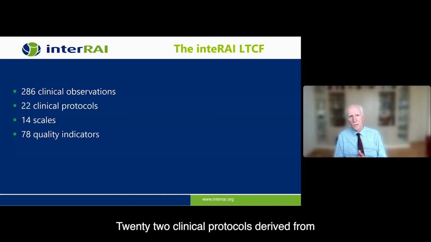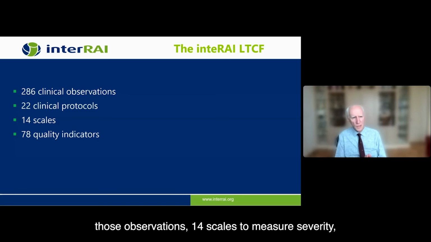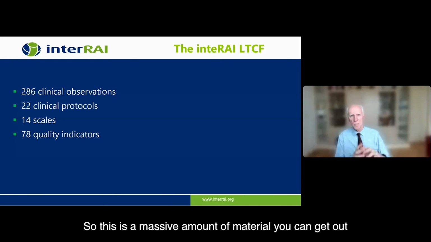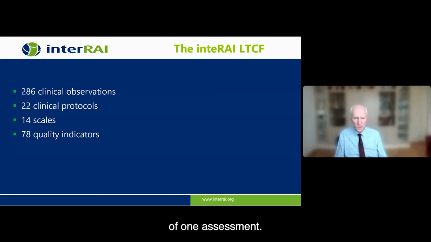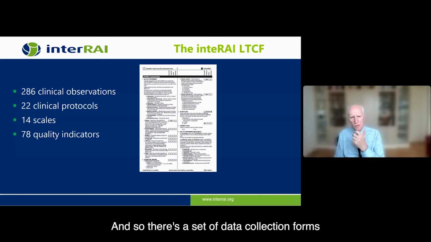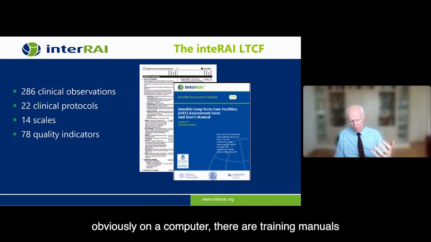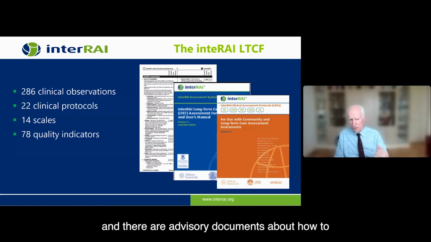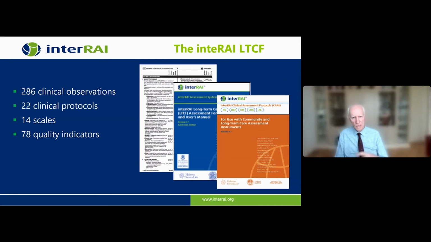22 clinical protocols derived from those observations, 14 scales to measure severity, and up to 78 quality indicators can be calculated from a single assessment. So this is a massive amount of material you can get out of one assessment. And so there's a set of data collection forms. Obviously, on a computer, there are training manuals and there are advisory documents about how to use these systems. So this is a complete system.